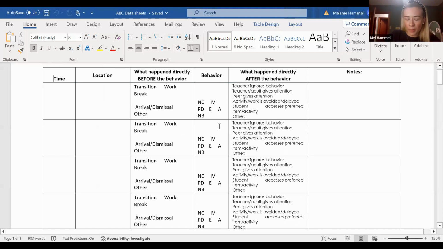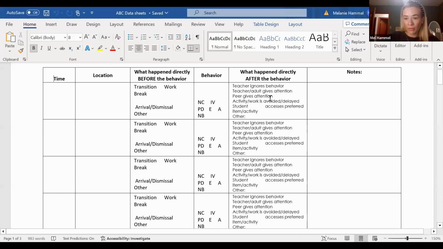You would just circle what behavior. Sometimes no behavior occurred. Some people like to include that no behavior occurred if they're maybe tracking from start to finish of the child's day, so we can see a pattern in the time of day. And then that consequence part: the teacher ignored the behavior, or the adult or the teacher gave attention, or a peer maybe gave attention. The activity work is delayed. They got access to the preferred item, any of those things.